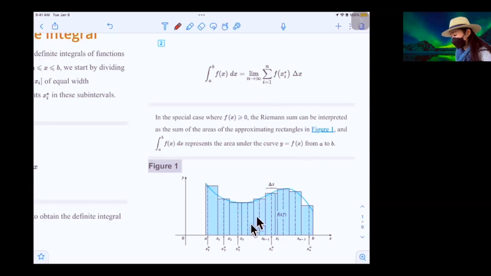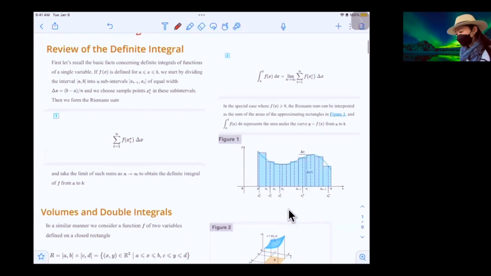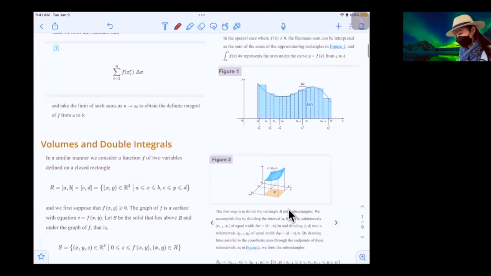And if you slice this into finer and finer pieces, and as n goes to infinity, then the sum of those rectangles will approach the area under the curve, right? So that's how we got this definite integral, and it represents the area under the curve if f is a positive function, right? Now, today we're going to do something similar to this.